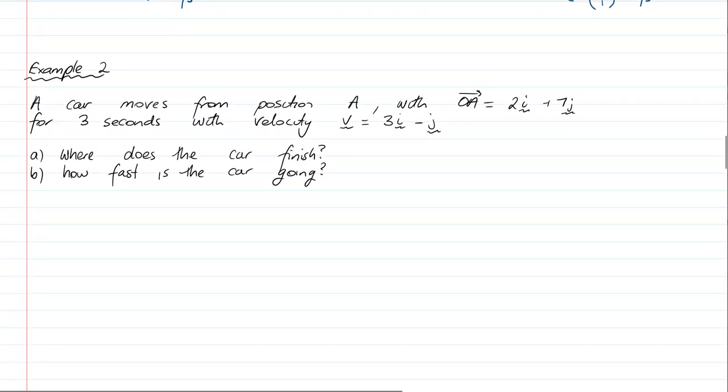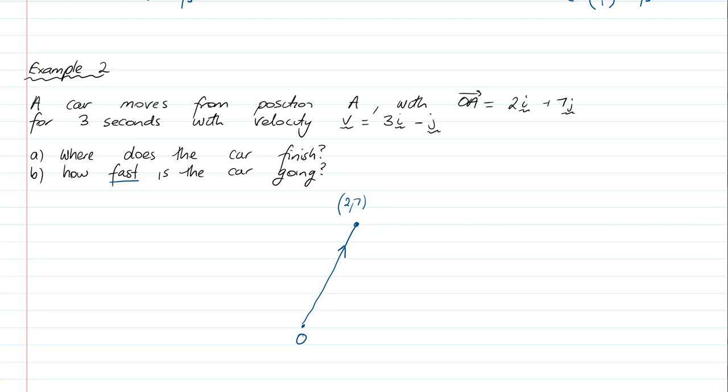In example 2, a car moves from position A with OA equal to 2i plus 7j for 3 seconds with this velocity. Where does the car finish, and how fast is the car going? So fast means speed. But let's start by drawing what's happening here. We've got O first of all, so I'll put O down here. And then we've got A, 2, 7, as a coordinate. And so OA is this vector.